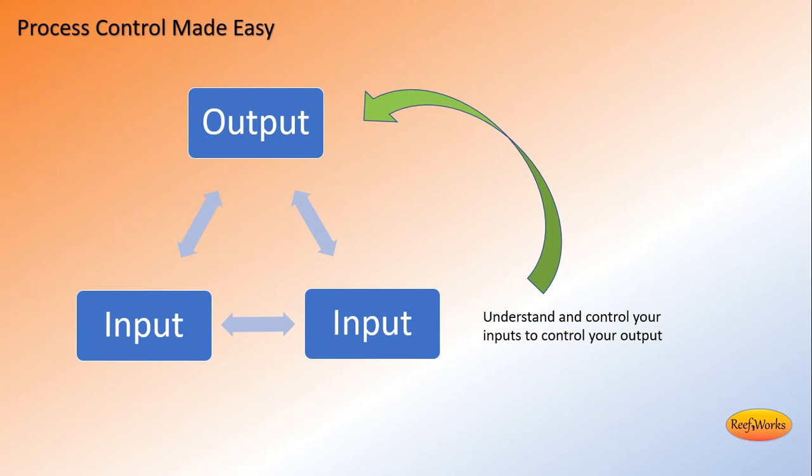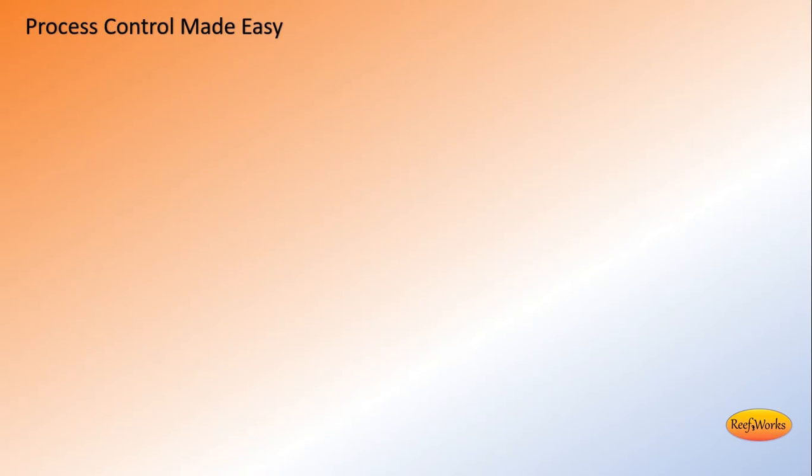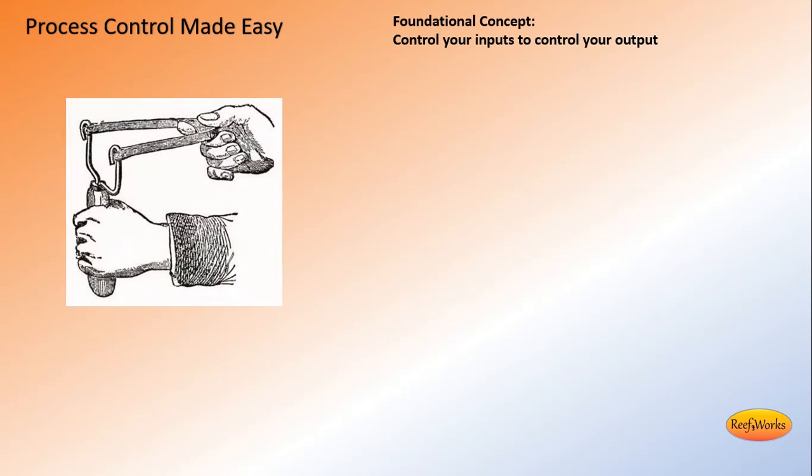So let's take a look at a very simple example of a fundamental concept, and that is process control. We'll use a slingshot as an example. That's something I think everybody can identify with. You probably played with one when you were a kid. So what do we want to do?